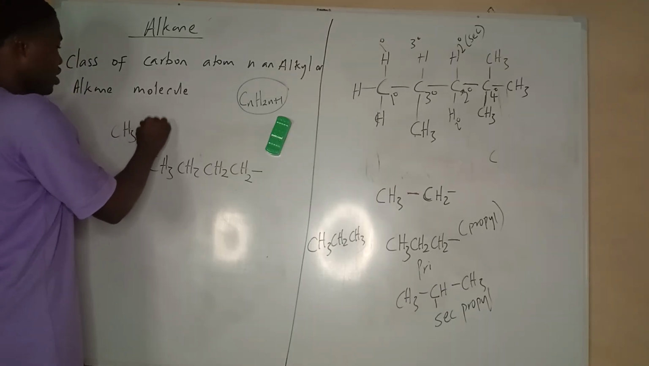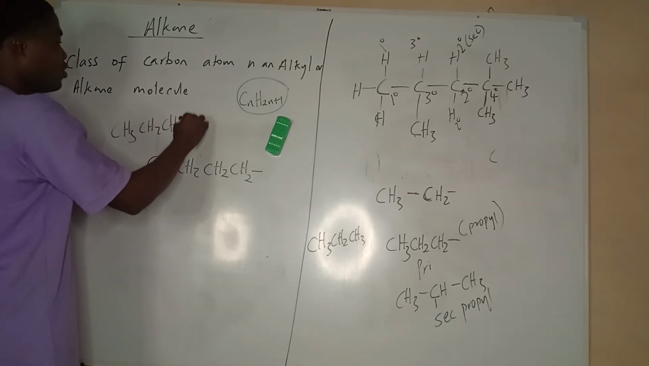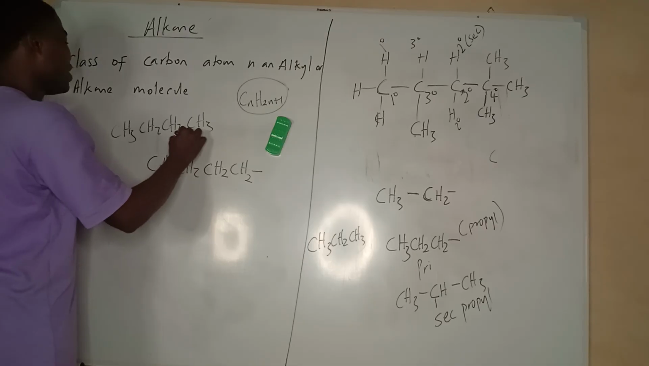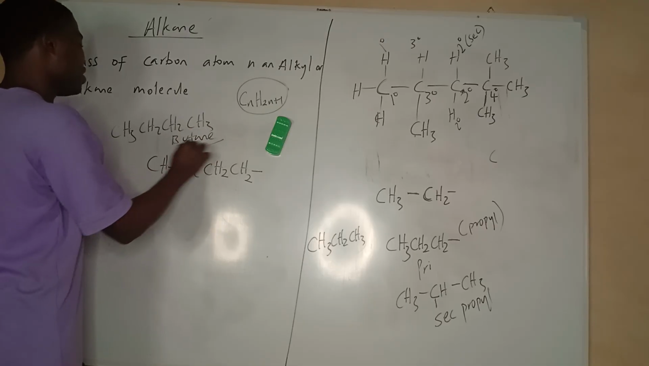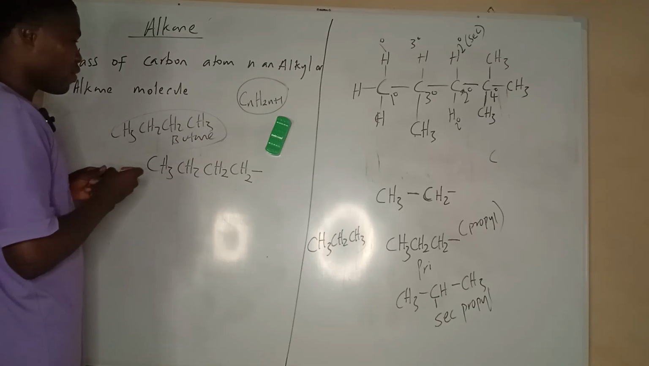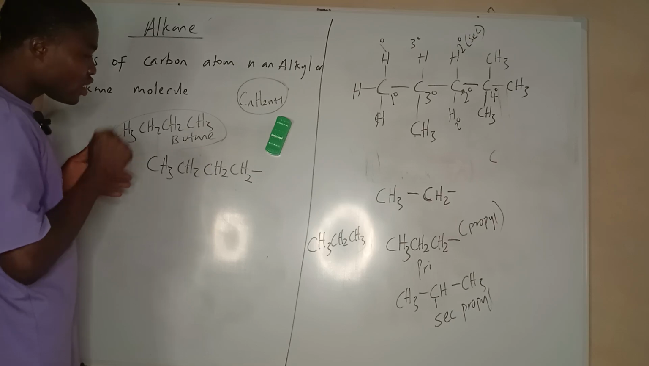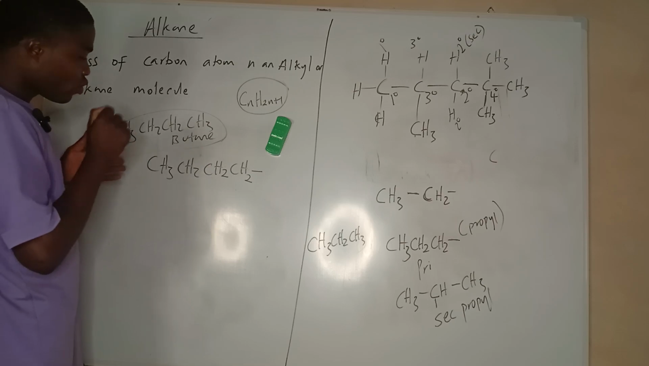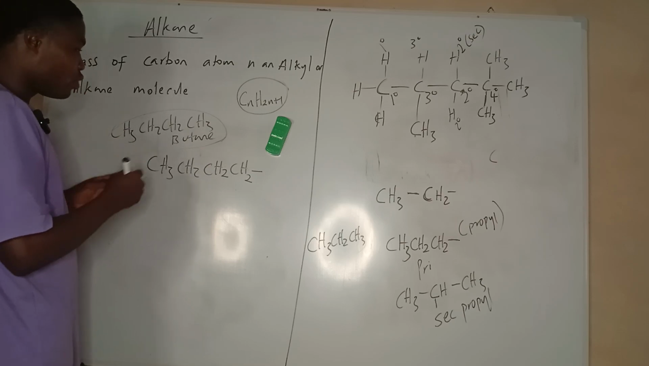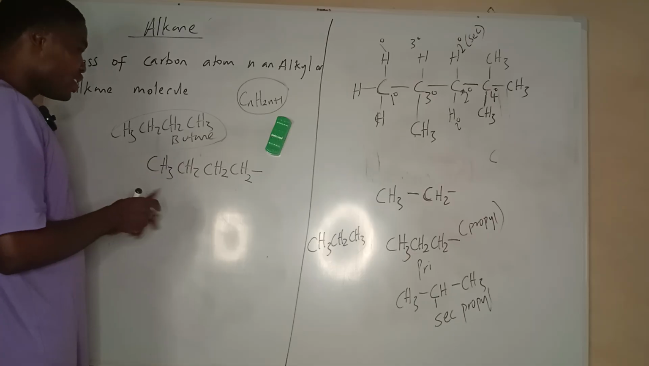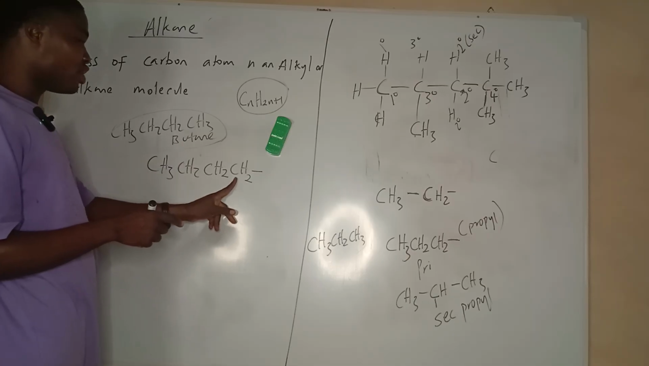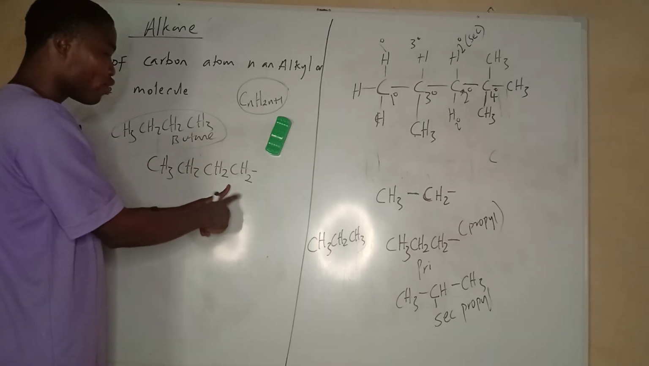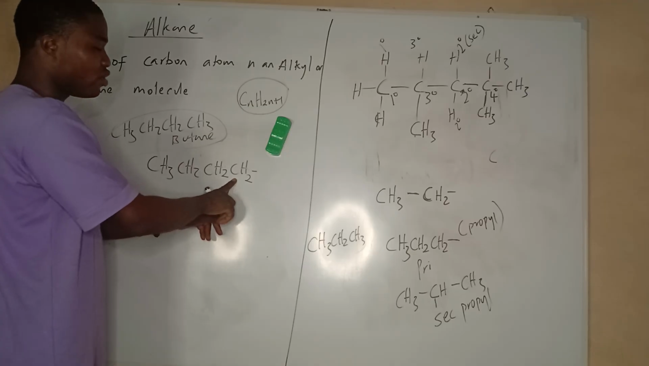So this is butane. Don't forget, when butane loses a hydrogen, it becomes butyl. So this is butyl now. The guy that loses the hydrogen is the guy making it a butyl group, because it's the one that loses the hydrogen.